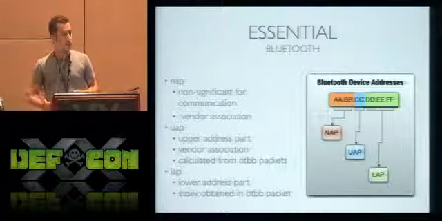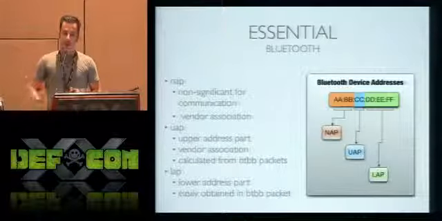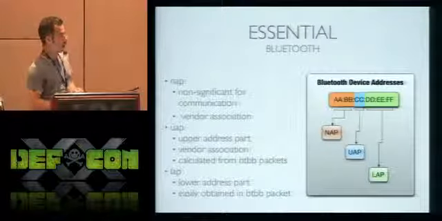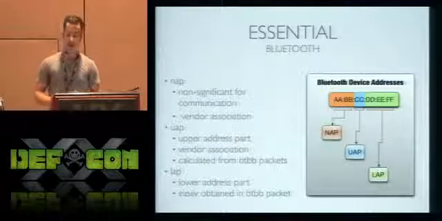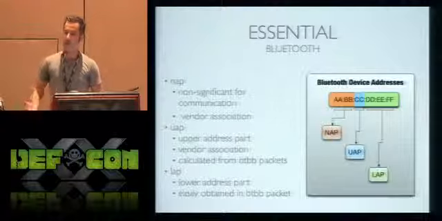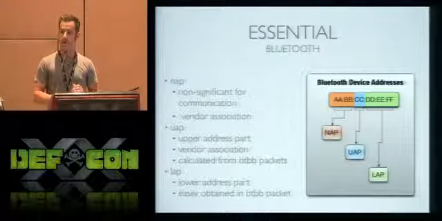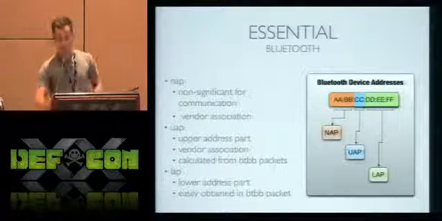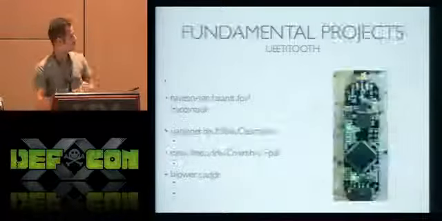We obtain this by checking its air checks, and we're able to obtain this sometimes. So we won't always have UAP, but we can get it sometimes. LAP is basically given to us in Bluetooth baseband traffic, and we can pretty much always guarantee it's going to be there. And that's the Bluetooth address space in a nutshell.